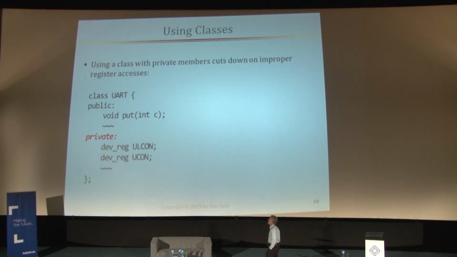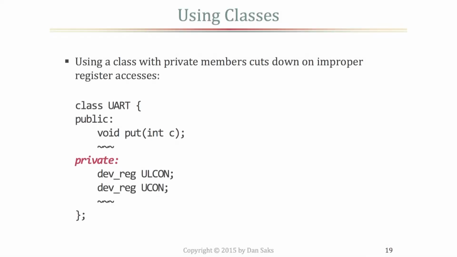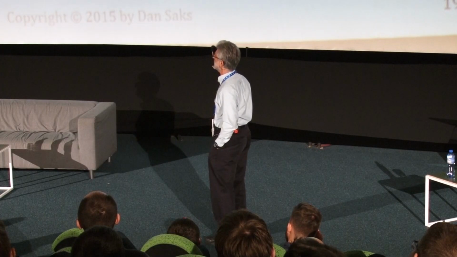Next. Now, doing a class is a step up, because what you do is you make the registers private, and that eliminates the ability of the user of UART to go in and screw up the state of these registers. They can only access the registers through operations that are permitted in the public interface. And I think that constraint on behavior does have the benefit of cutting down on spurious errors. Next.